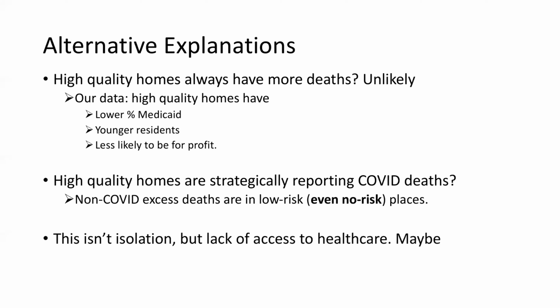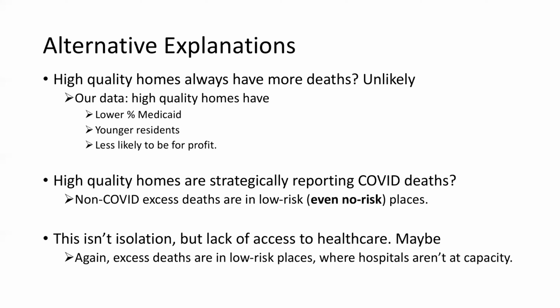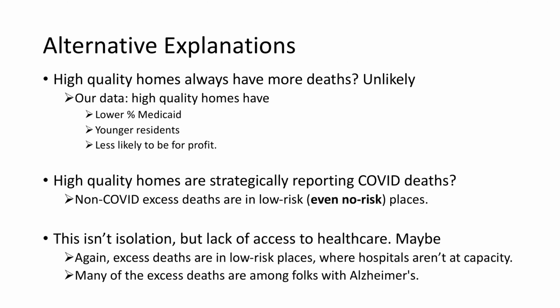Finally, a conversation I had last week, and actually the previous talk, suggests that maybe this isn't isolation, maybe this is access to healthcare. Maybe that's true. I still think that's part of an isolation story, that people are isolated and they aren't going to get healthcare. At the same time, again, excess deaths here are in low risk places where hospitals aren't at capacity. So if hospitals aren't at capacity and a patient really needs to go to the hospital, you would think that a nurse would recommend that they go.